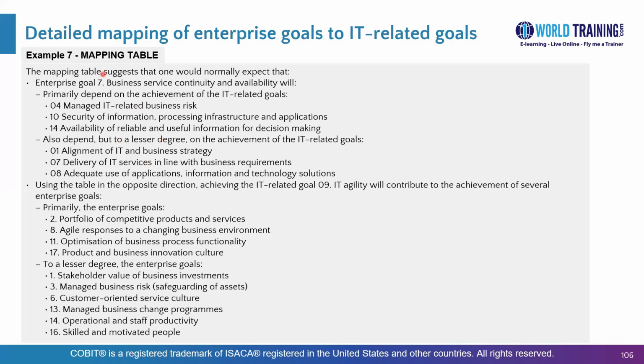So essentially, I had taken up initially enterprise goal number 7, the business service continuity and availability. And we see here in this example, they are mapped to 3 primary IT goals, and also 3 secondary IT goals. And then I did that in the reverse way. We took IT goal number 9, which was about IT agility. And then I was showing you how it is connecting with a primary relationship with 4 enterprise goals and with 6 enterprise goals in a secondary relationship.